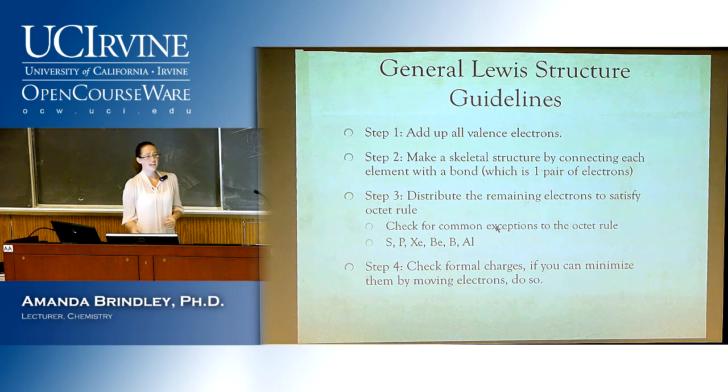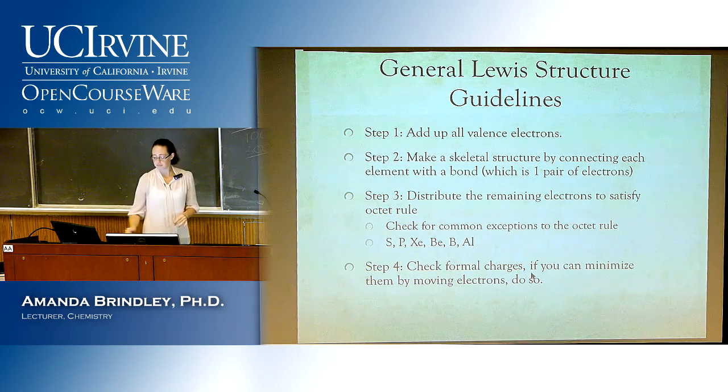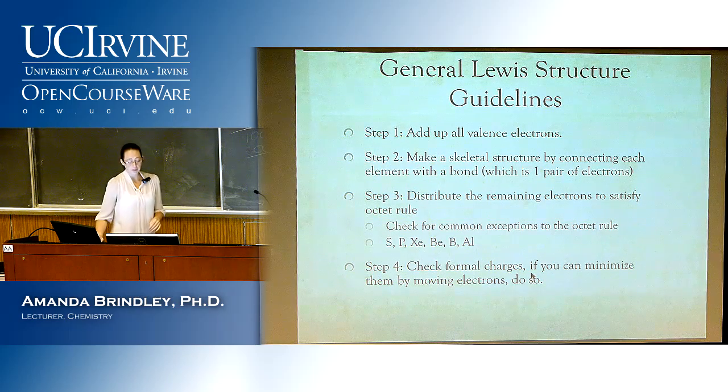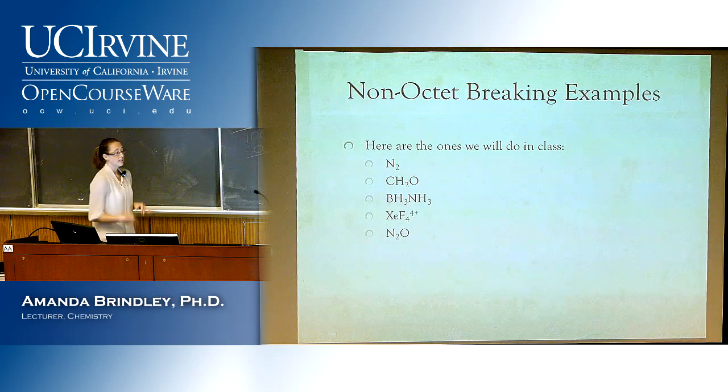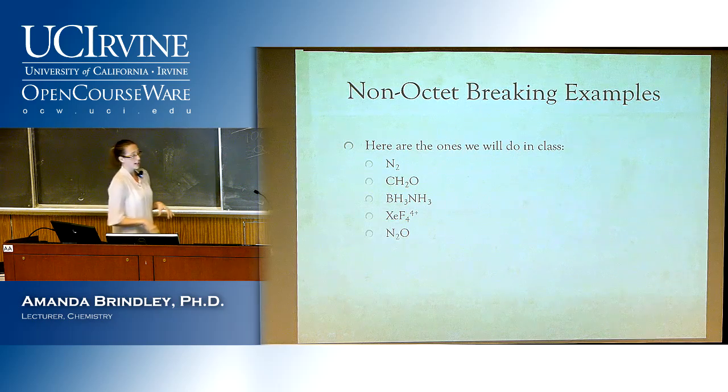Once you're done with all of that and you theoretically have everything with octets, you theoretically have all of your atoms happy, now you check your formal charges. And we'll talk about exactly what that is. We want them small, so when we get there, we want to minimize them. Now, the only way to really do these is to go through and do a ton of examples. And so that's what we're going to do. We're going to do a ton of examples, at which point we'll talk about formal charges. And then we're going to do some that break octet rules too.